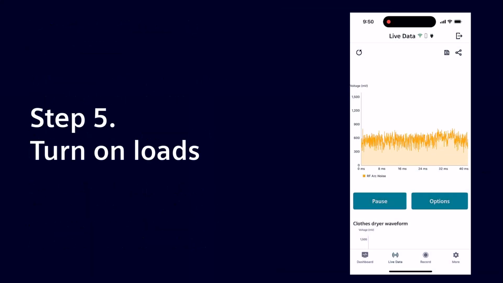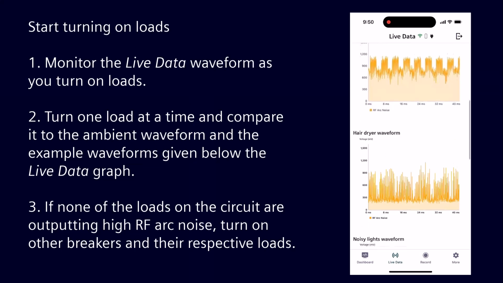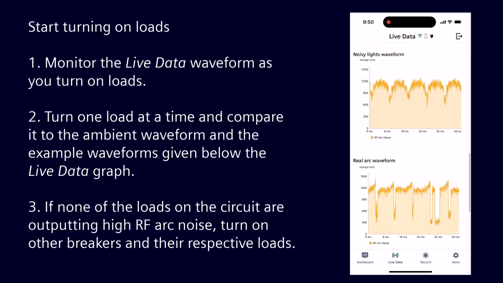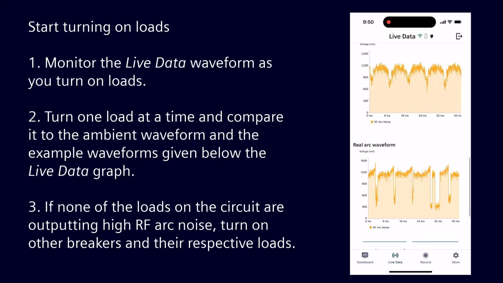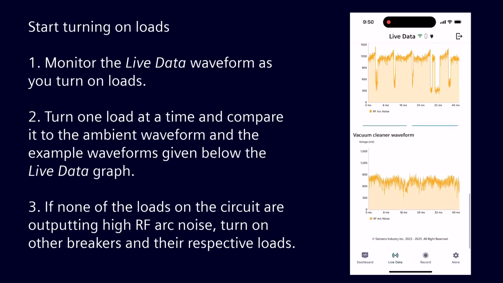Step 5. Turn on the loads on the circuit to find the source of the RF arc noise. Start turning on one load at a time and observe the RF noise on the Live Data tab to see if the waveform changes into a spiking or repeating pattern, like the examples below the Live Data graph. If you do not see any changes to the waveform's shape, turn on the other breakers and the loads connected to them to see if a load on another circuit is affecting the tripped breaker.